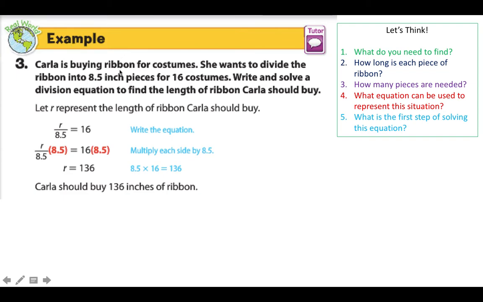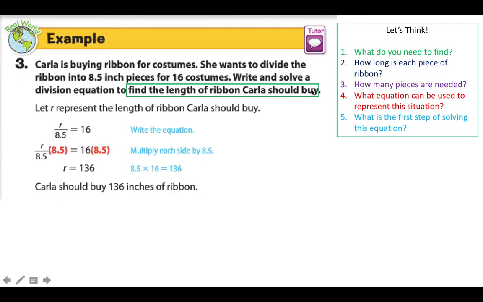Look at example number 3. It says Carla is buying ribbon for costumes. She wants to divide the ribbon into 8.5-inch pieces for 16 costumes. Write and solve a division equation to find the length of ribbon Carla should buy. All right, so what do we need to find? We need to find the length of ribbon Carla should buy.